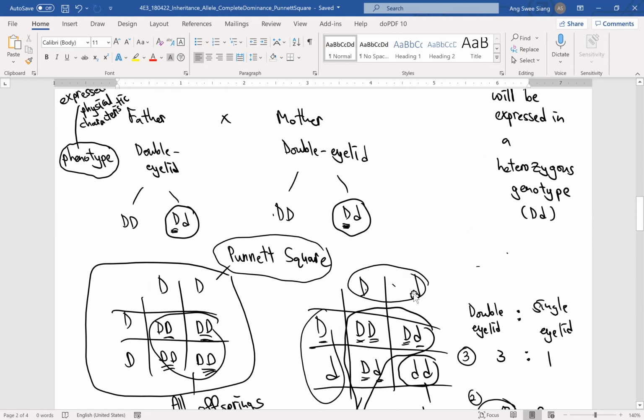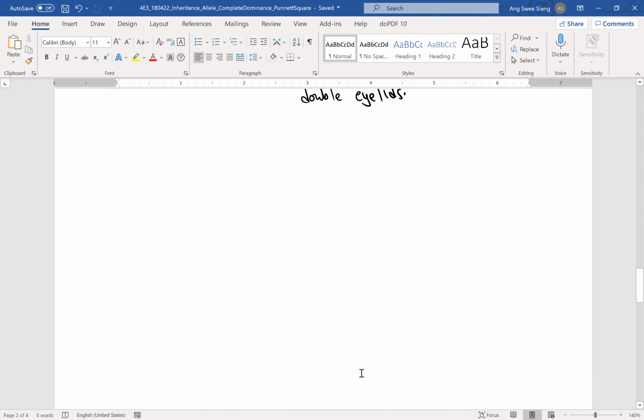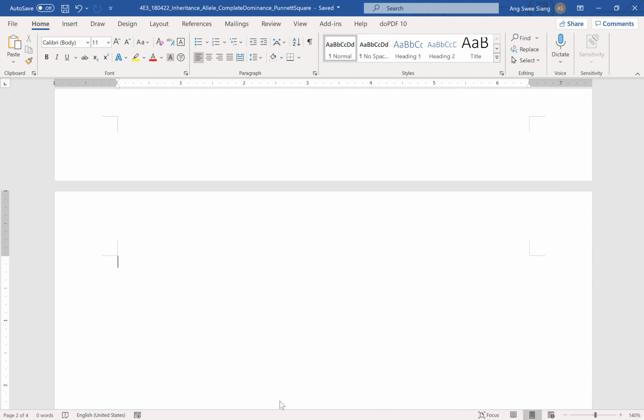The Punnett square is used to determine the outcome: what are the possible genotypes of the offspring, if you know the genotype of the parents. So let's look at the genetic diagram now. Let me check that I've shared the correct one. Yes.